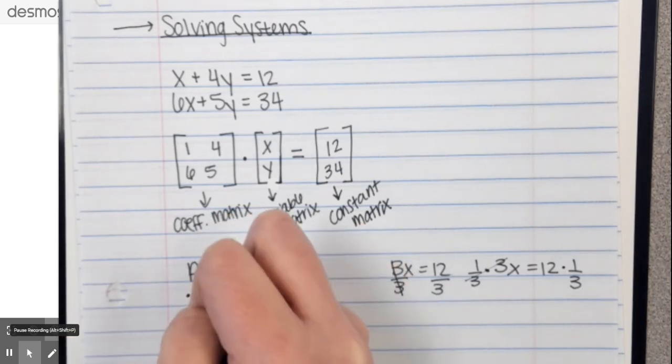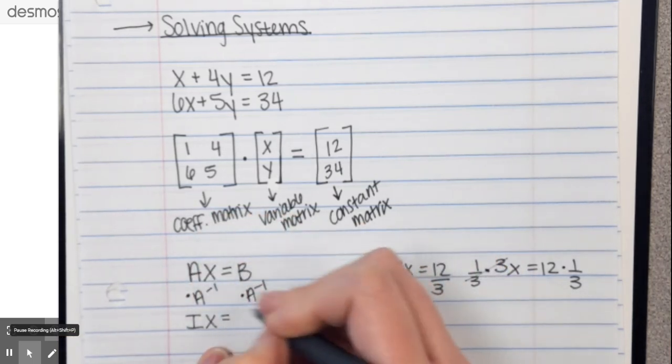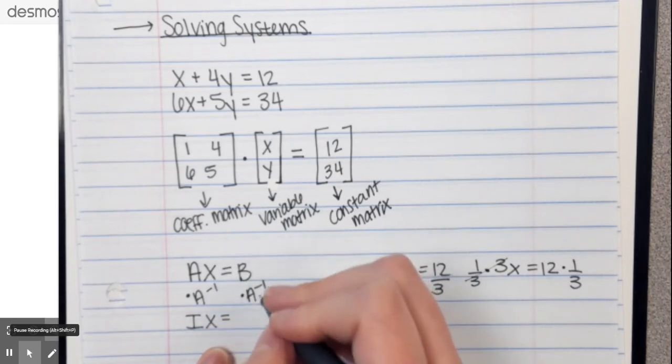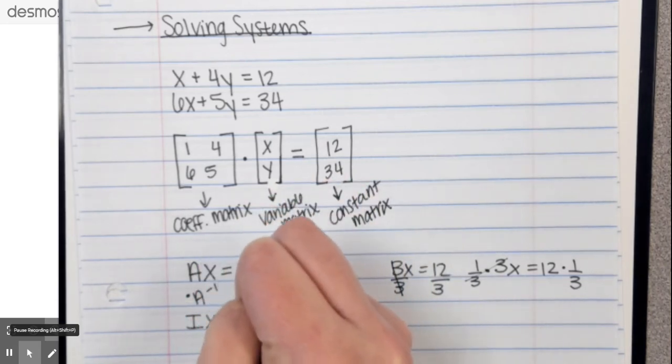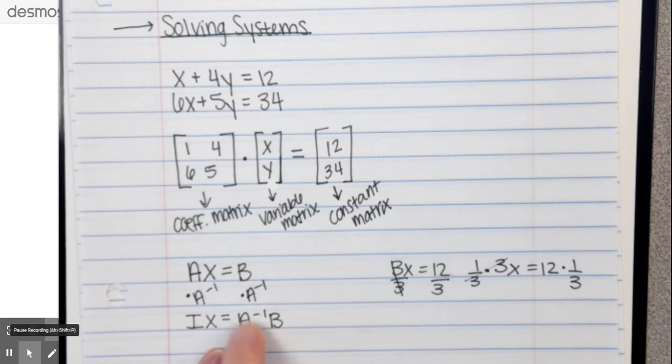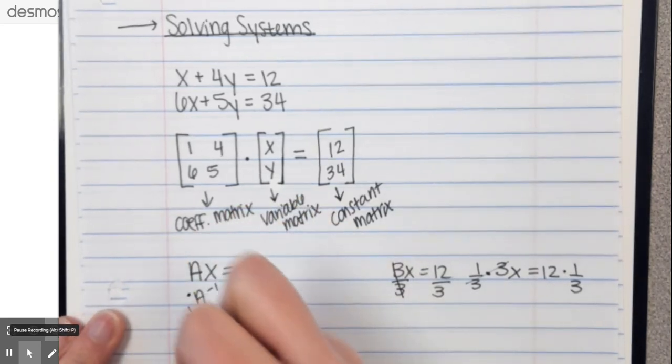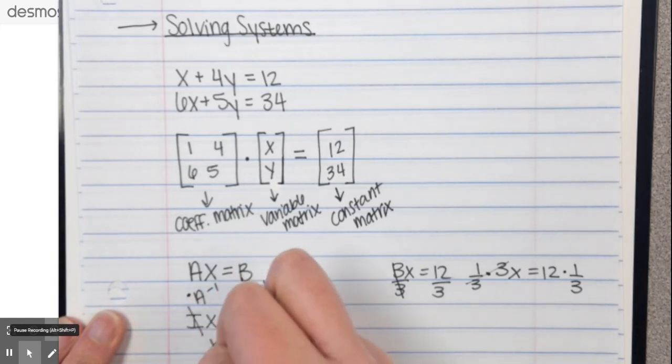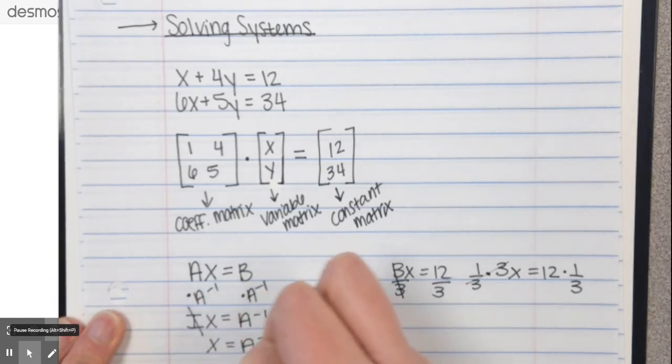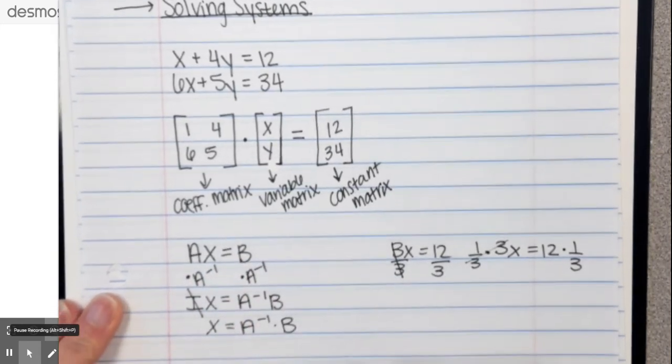So it'd be an identity matrix times X. And now on this other side, what's tricky here is that the inverse matrix has to always come first. Okay, and so then we know the identity is just the same as 1. So we would have X equals the inverse of A times B. And so that's what you would do.